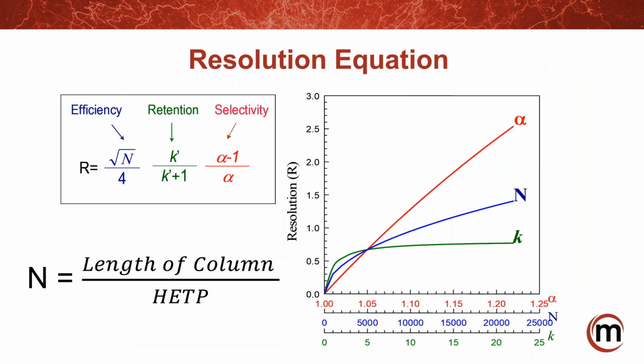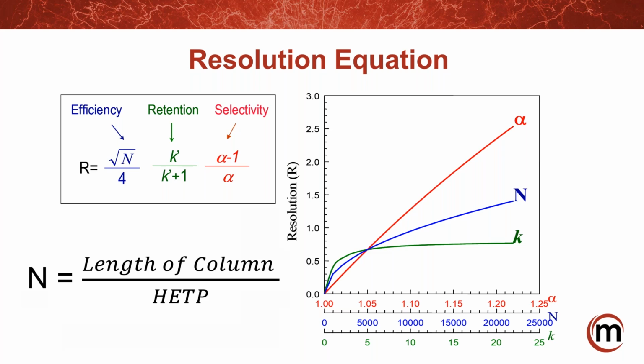So when we go back and look at the resolution equation, this graph on the right was done by Peter Carr's group, and they show how you would graph the impact of retention, N is efficiency, and alpha is selectivity. So how do you calculate N? N is what we call the plates of the column.